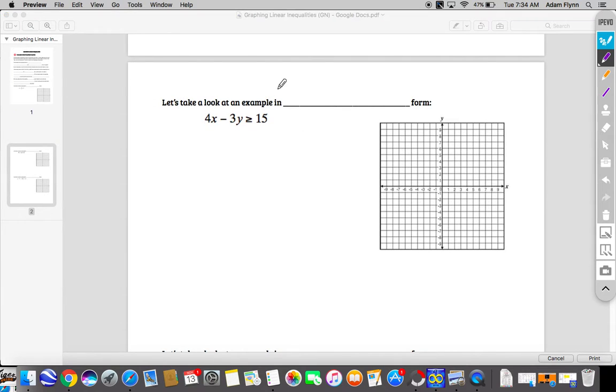Okay, so here we have an example in standard form. So first thing I'll do is determine if it is dotted or solid. So we have 4x minus 3y is greater than or equal to 15. Because I have that equal to sign under my greater than, I know this is a solid line. It is included. And now what I'll do is I'll manipulate this equation to get the y by itself so it is in slope-intercept form. So first step, I'll subtract 4x from both sides.